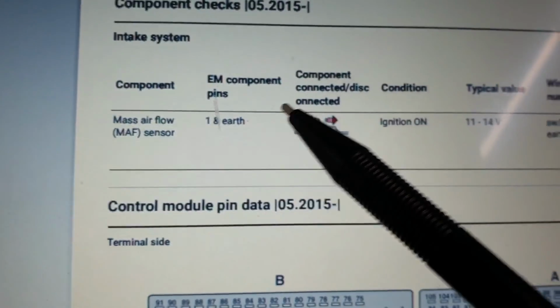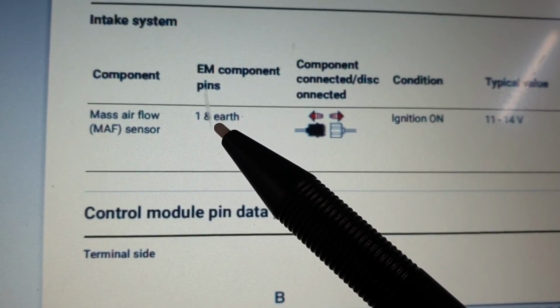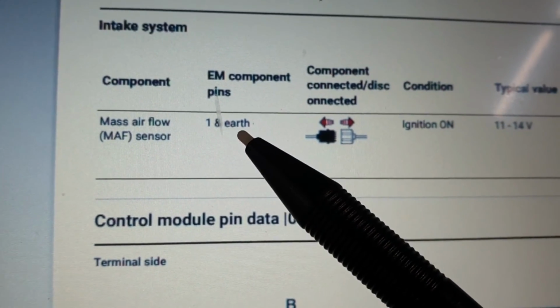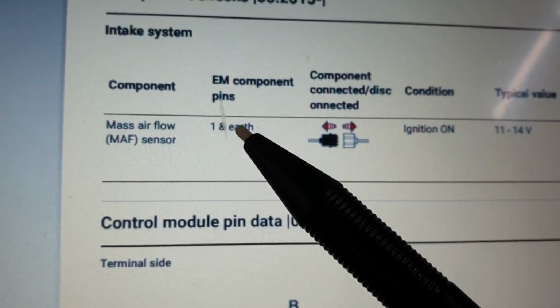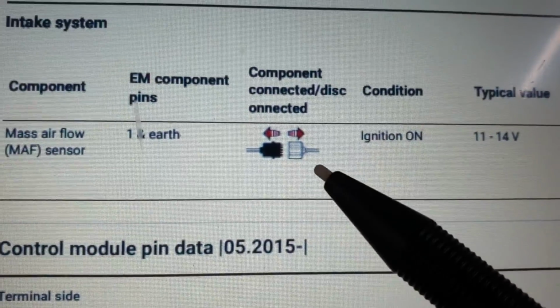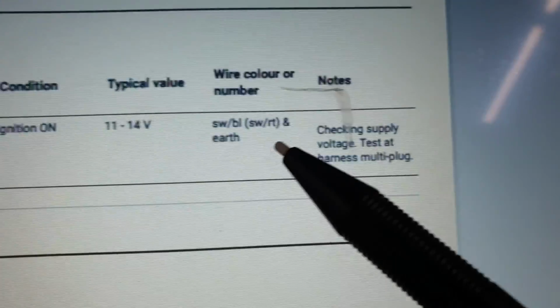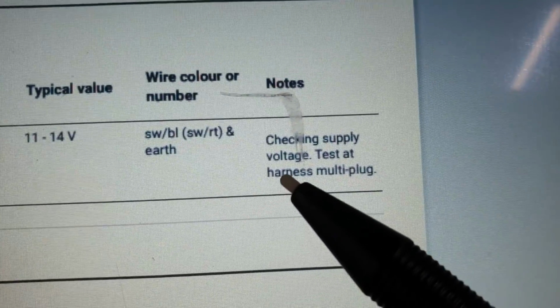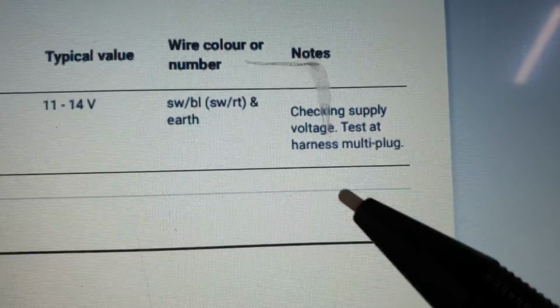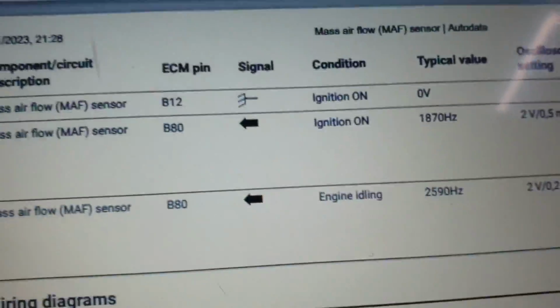We are going to test the mass airflow sensor's supply voltage at pin 1. We are going to connect the oscilloscope red lead to pin number 1 and the black lead to earth, with the connector disconnected and the ignition on. We should have 11 to 14 volts, and this is as it says, checking supply voltage test at harness connector. When we check that, we will go on as I have shown you.